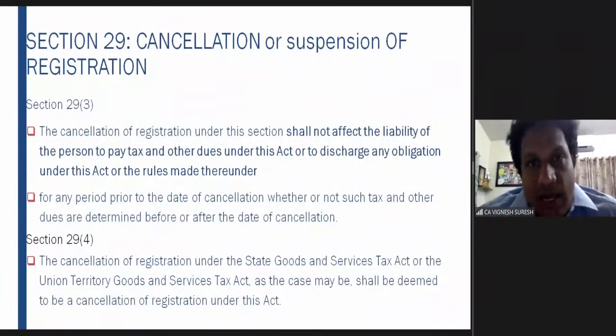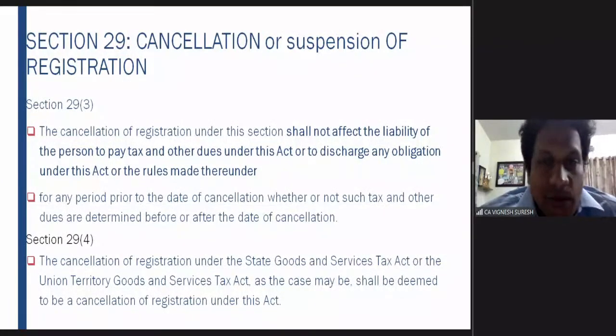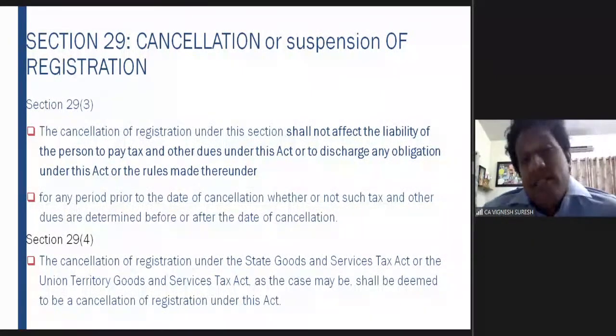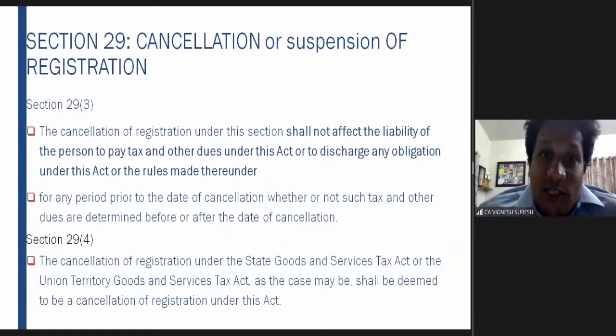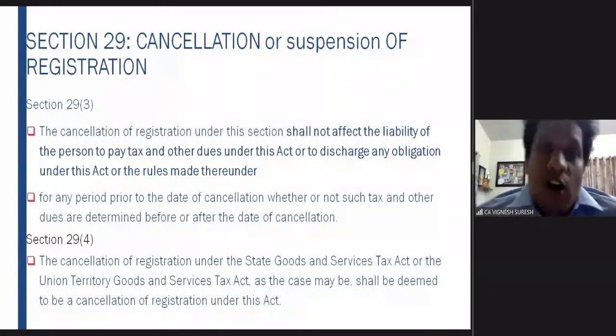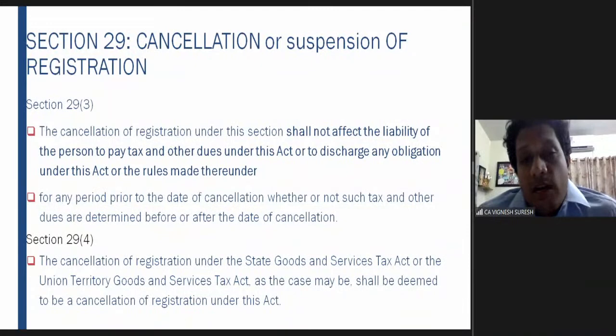Now, one person is there. He has not filed the returns properly. He has not collected the GST properly. His registration, the proper officer went ahead and cancelled because he has not filed the returns for a consecutive period of 6 months. Just because his registration is cancelled, it does not mean that this person will escape all the liability where he has to pay the tax and other dues. That will continue. The proper officer can issue a notice and continue to recover the dues from that person for the government. So that is a very, very important point which you have to remember.